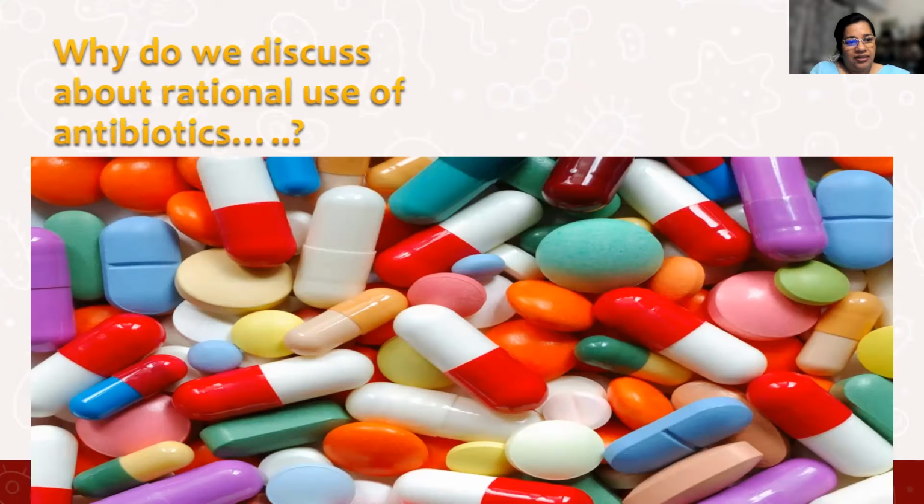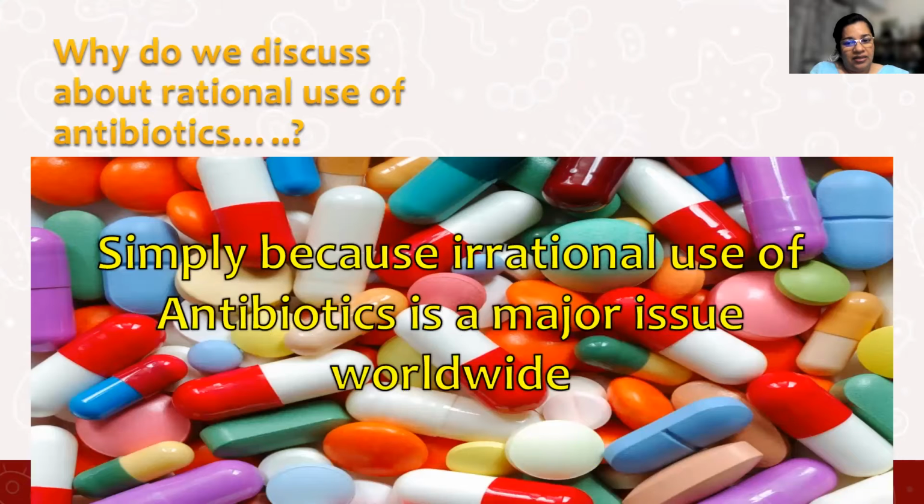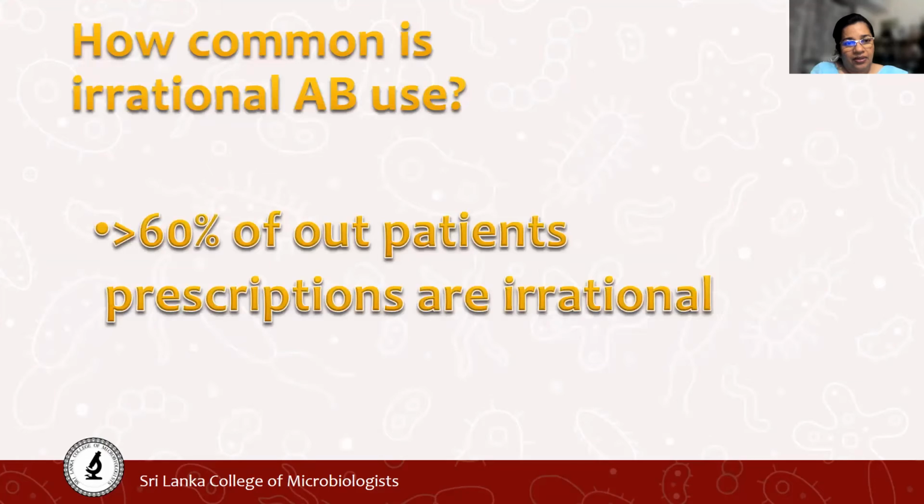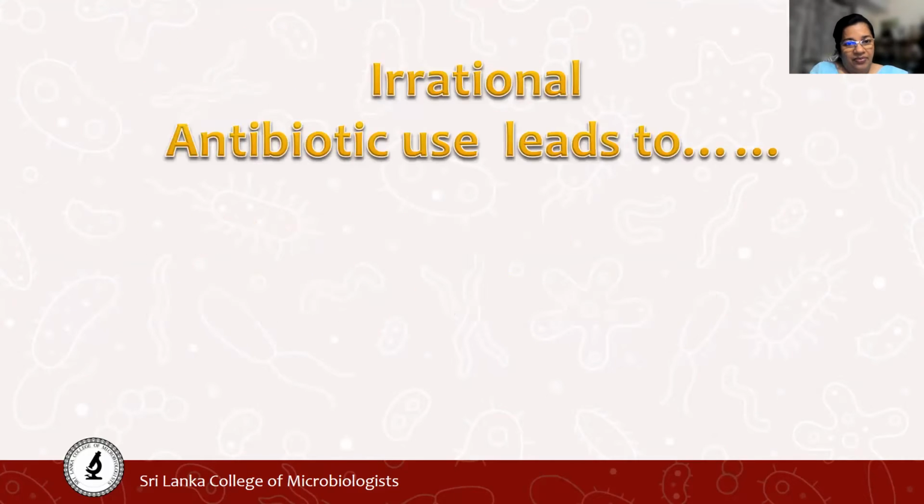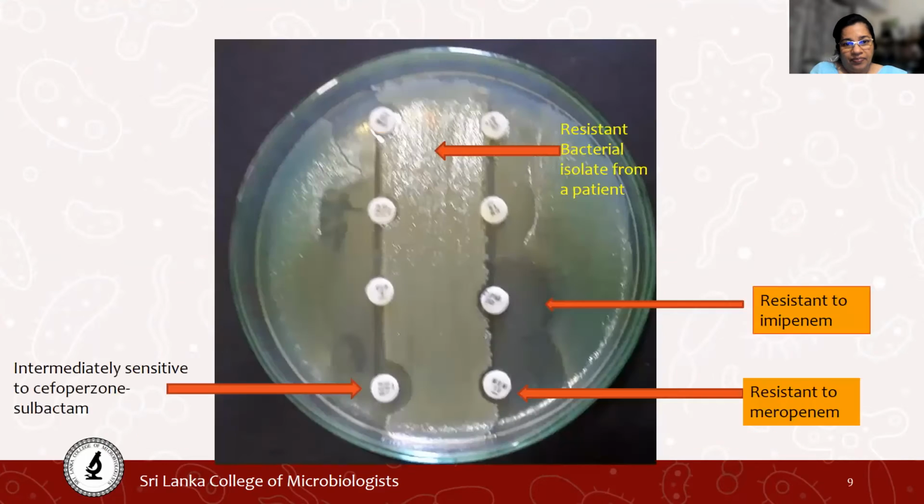So why do we discuss rational use of antibiotics? Because irrational use of antibiotics is a major issue worldwide. How common is it? More than 60 percent of outpatients' prescriptions are irrational. And we see it even in inpatients. Irrational antibiotic use leads to development of antibiotic resistance and antibiotics become useless.